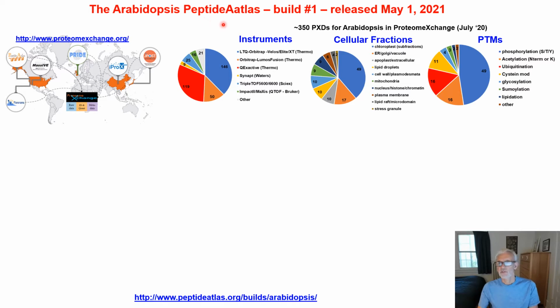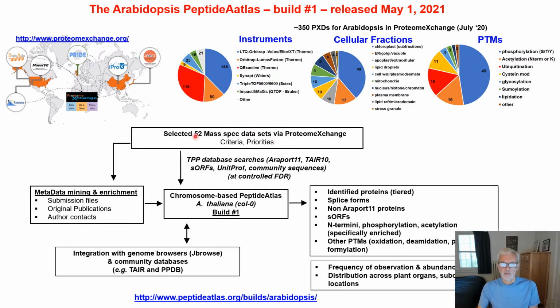So to make this PeptideAtlas, here's the workflow. From those 350, we selected 52 datasets with particular criteria and priorities. We then searched this data using a uniform pipeline, the transproteomic pipeline, against Araport 11, the default database. If things don't match to Araport 11, they were also searched against STAIR 10, small open reading frames, and UniProt and community services, and that's all at a controlled false discovery rate.